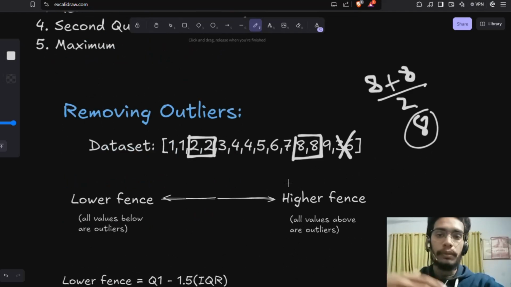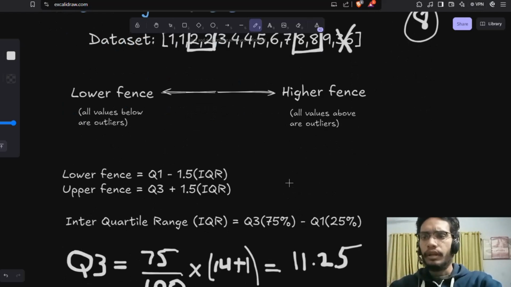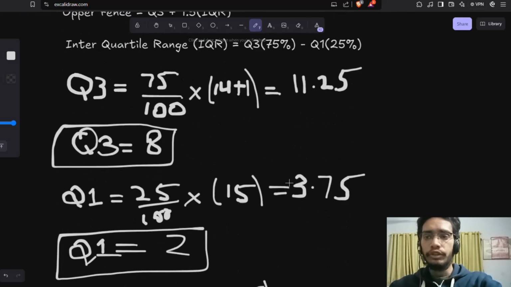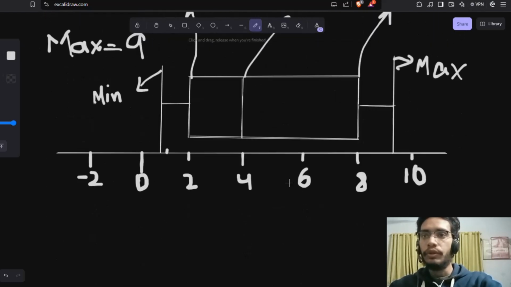Remember, when you are performing all of these calculations, you have to arrange your data set in either ascending or descending order, but your data should be sorted. If you have any questions, you can definitely ask. I hope you understand this session.